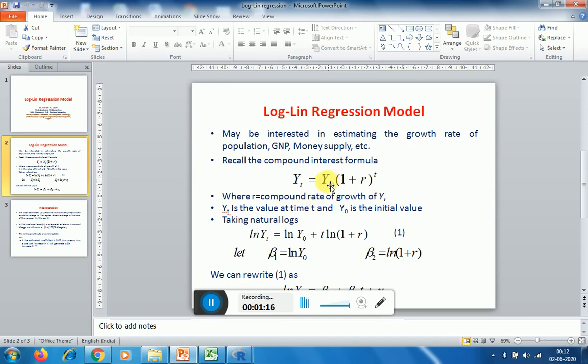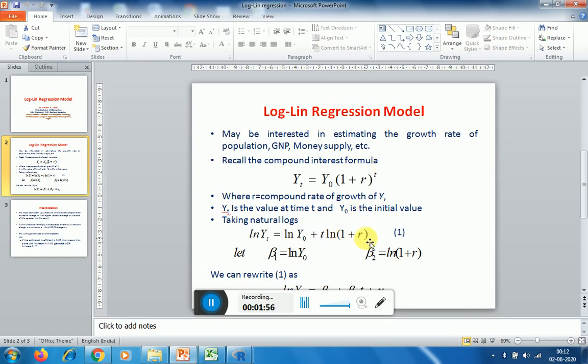For example, if we take the compound interest formula, it is given by yt is equal to y0 into 1 plus r to the power t, where r is the compound rate of growth of y, yt is the value at time t and y0 is the initial value. If we take the logarithm of both sides of this model, we can write it as log of yt is equal to log of y0 plus t into log of 1 plus r.